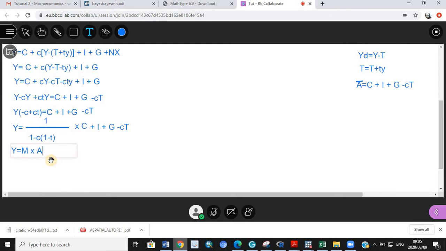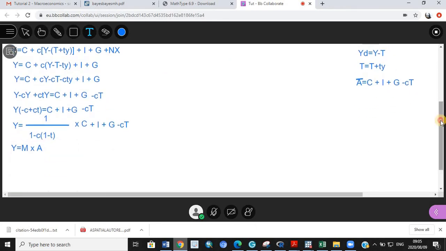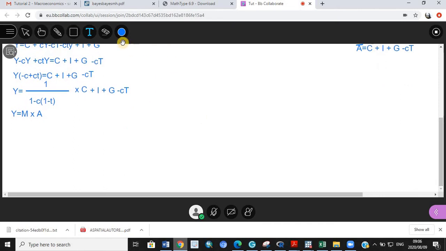Again, if we assume that we are in an open economy, we can still have this. In an open economy, if we consider an open economy, we will have to include NX. What does it mean? It means that Y is going to be equal to the multiplier times C plus I plus G plus NX.